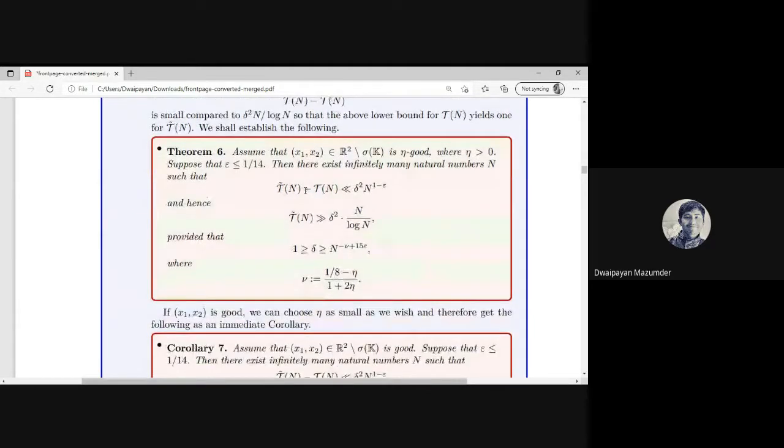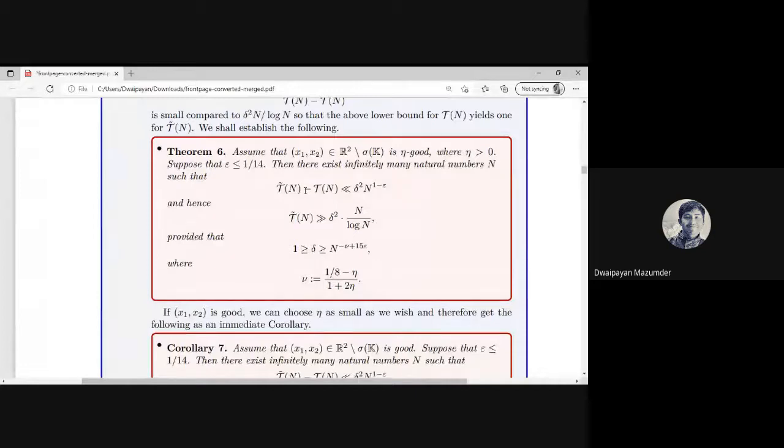So we will establish this theorem 6, which says that if x1, x2 belong to R^2 minus sigma_k, which is eta-good, where eta is greater than 0 and epsilon is less than 1 by 14, then there are infinitely many natural numbers n such that T tilde_n minus T_n is less than delta square n into 1 minus epsilon. So hence T tilde_n is greater than delta square n by log n.